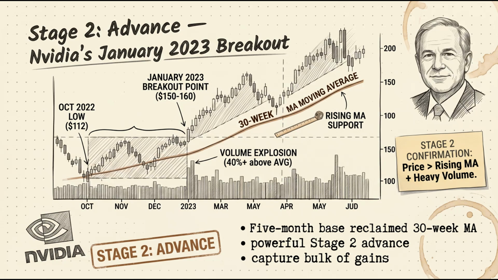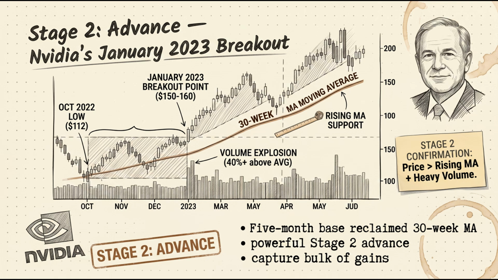Moving to Stage 2, the advance, we see NVIDIA's January 2023 breakout. On January 23, 2023, the stock broke out of its 5-month base and entered a powerful Stage 2 advance. The stock reclaimed the 30-week moving average with a surge in buying volume.